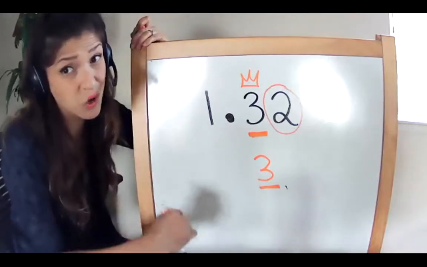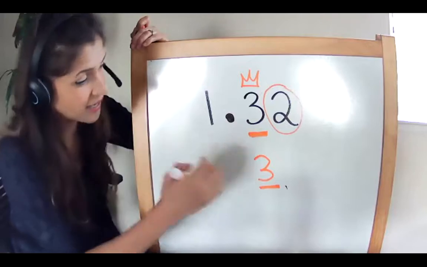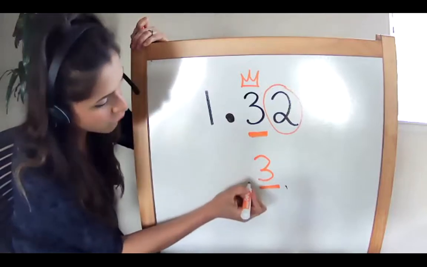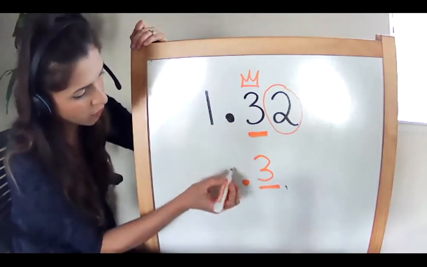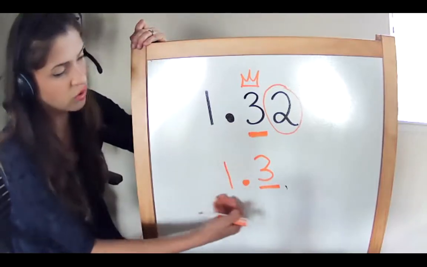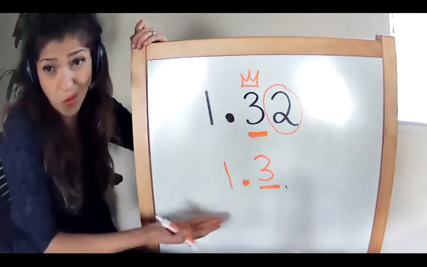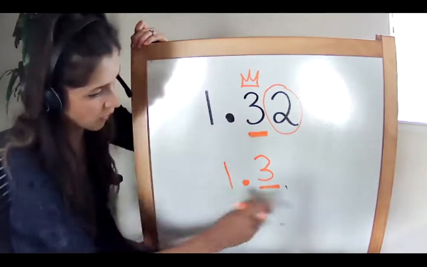The 1 is also royalty. Don't forget your decimal point. Got to bring your decimal point. And the 1 came before the 3, so the 1 is an ancestor of the 3. It's part of the royal family. Untouchable as well. All right.